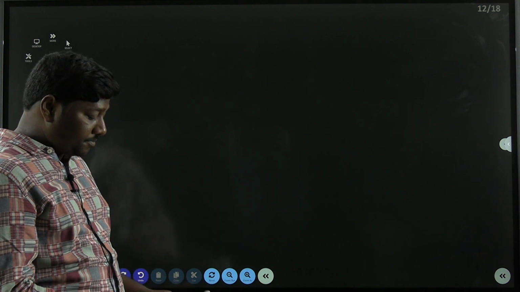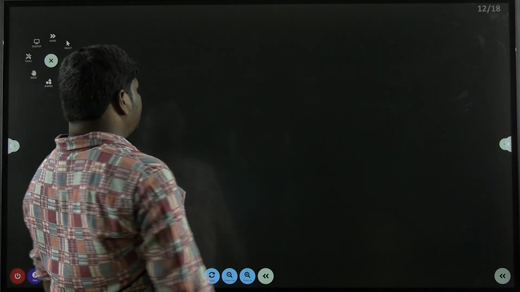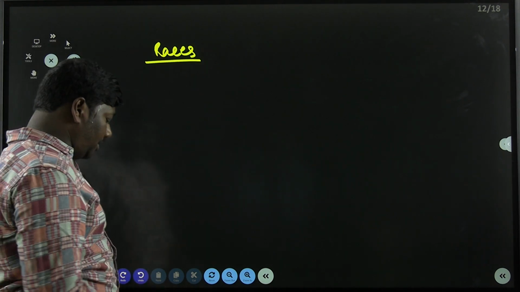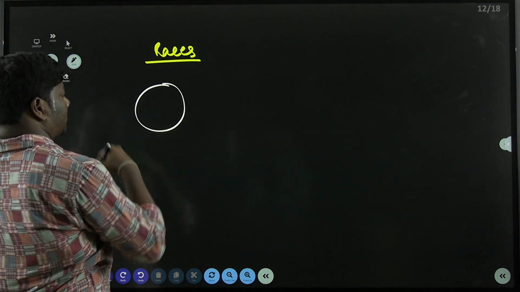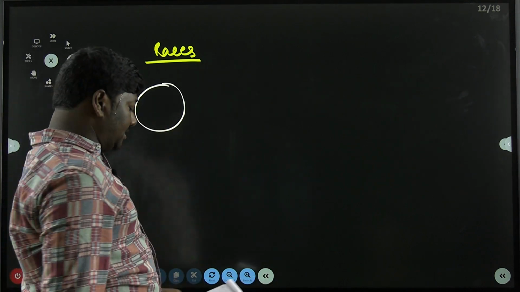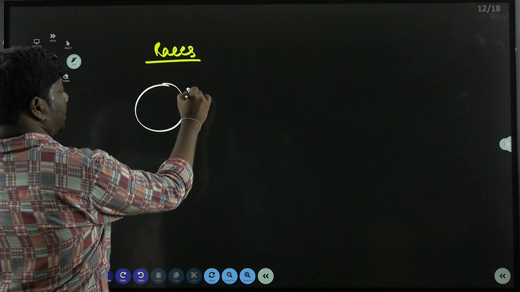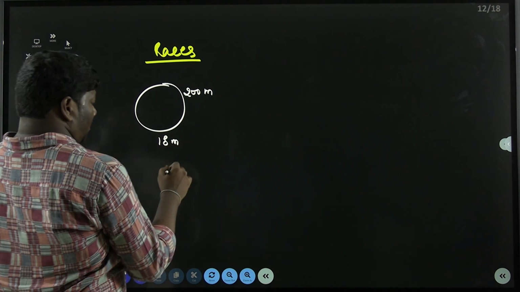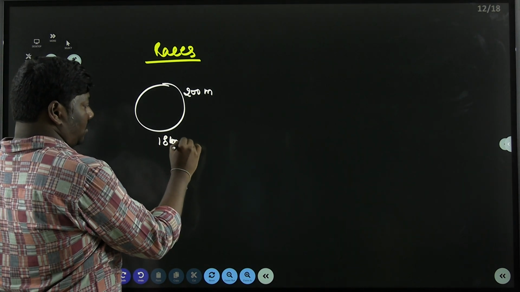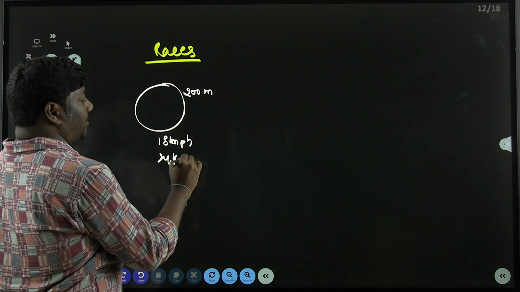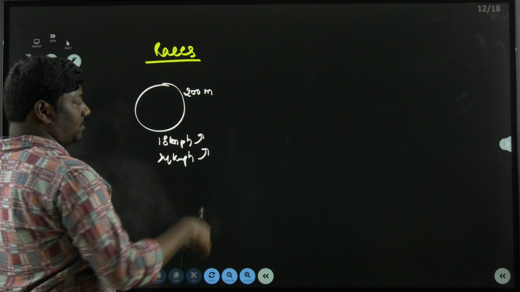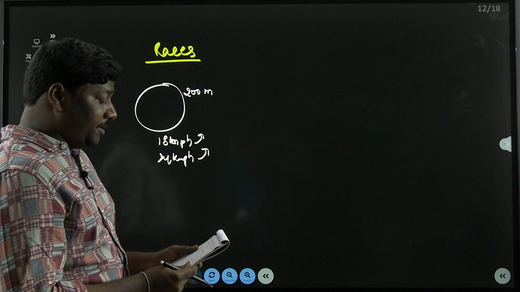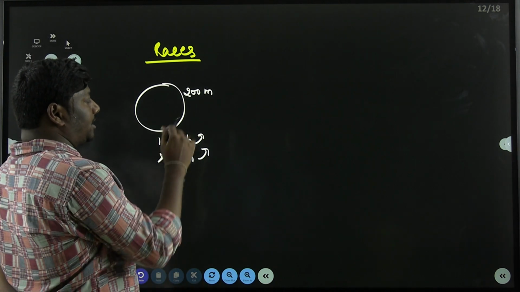Then after that, time and distance questions. They are giving you questions based on races. They are also giving you questions based on circular tracks. One simple circular track question is, the circular track is 200 meters and two members circle around it with speeds of 18 km per hour and 24 km per hour in the same direction. If they are circling in the same direction, how much time does it take for them to meet?